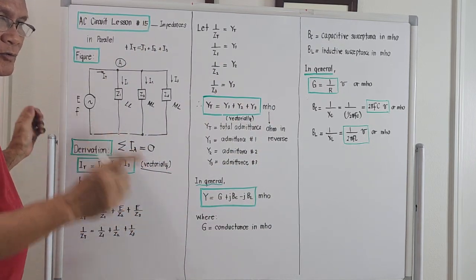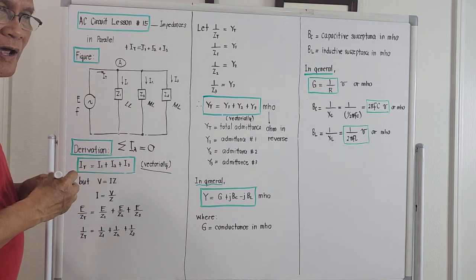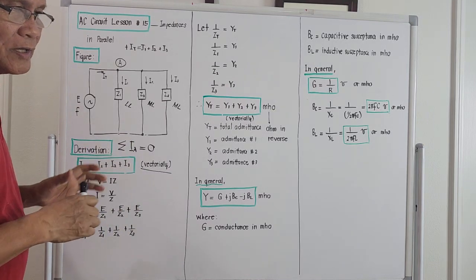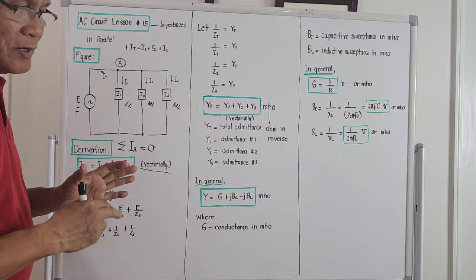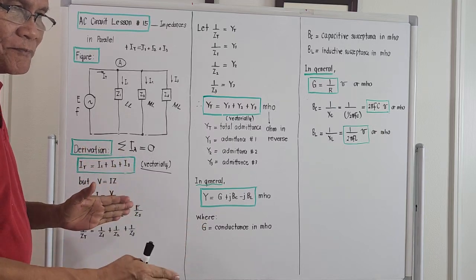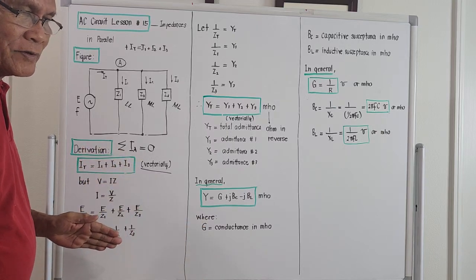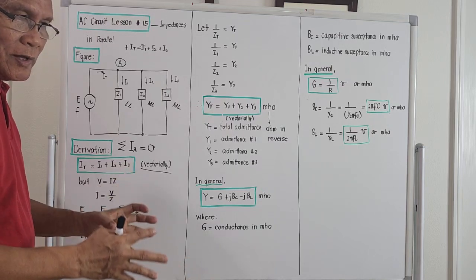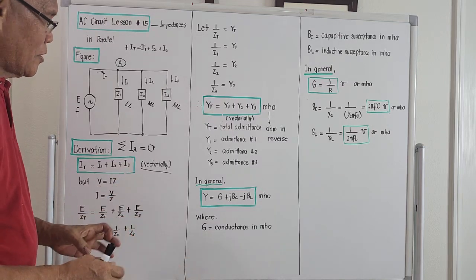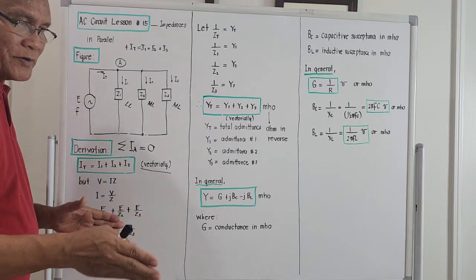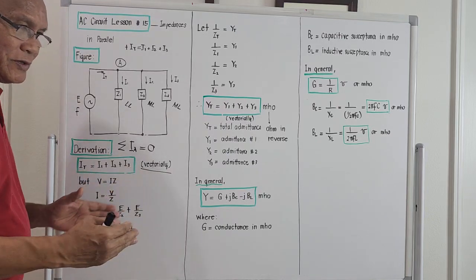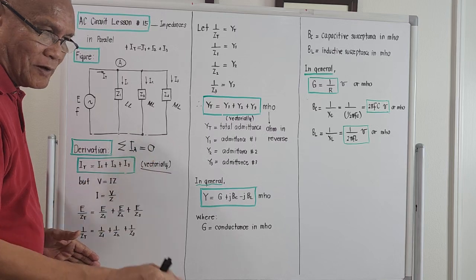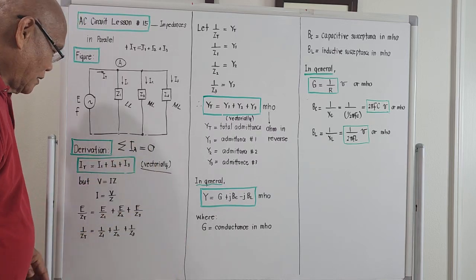We add it vectorially because the currents are actually complex quantities. They have a real part and the so-called imaginary part, so we could not use the addition of real numbers. So our knowledge of the so-called complex numbers will be applied to the solution of a parallel AC circuit.